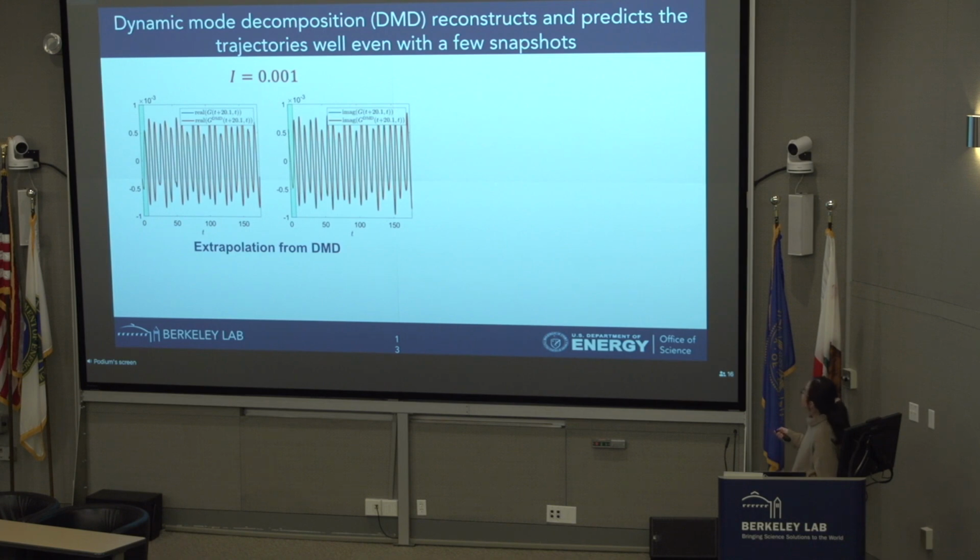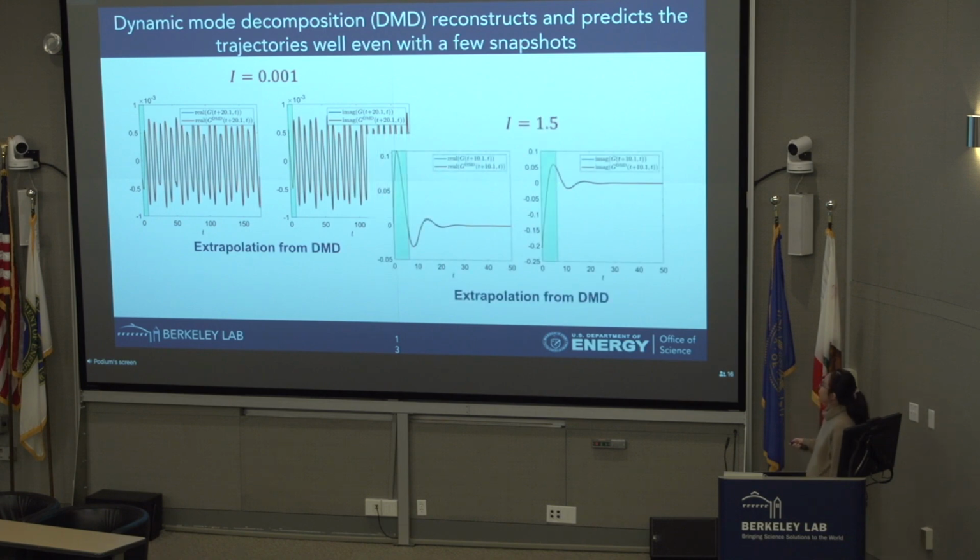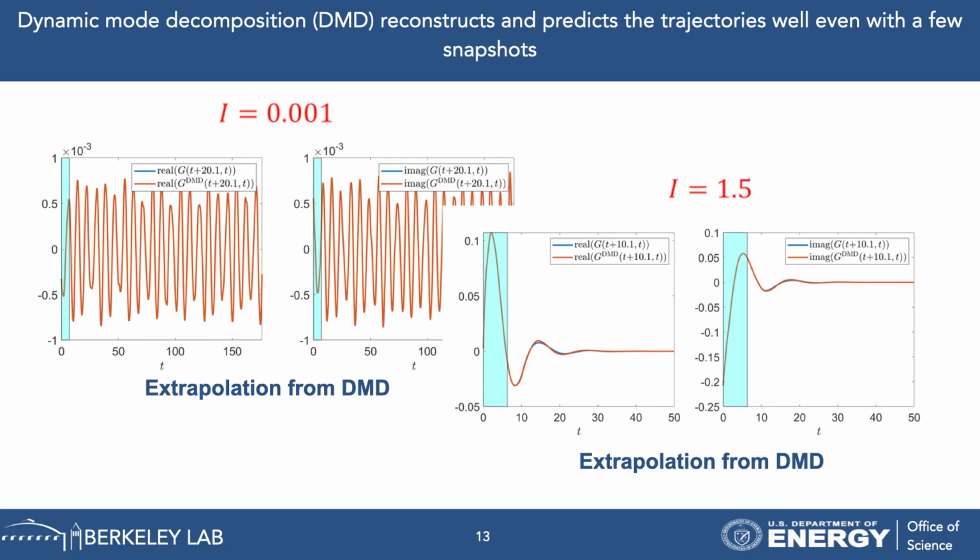When we choose a larger I equals 1.5, we still take about 70 snapshots. Although the dynamics outside the sample window is very different from the dynamics inside the sample window, DMD can still give us a very good extrapolation.